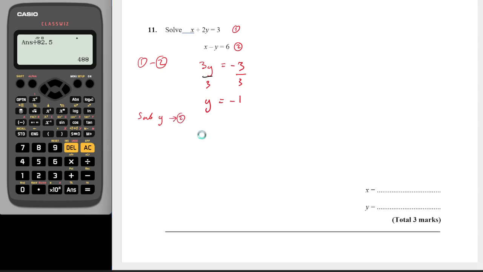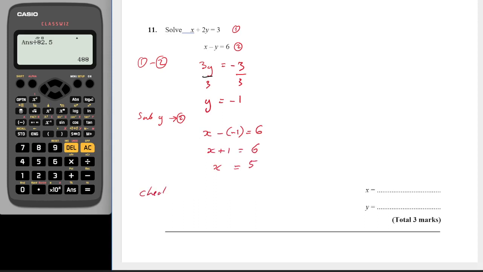So that says that x minus negative 1 is equal to 6. So that means that x plus 1 is equal to 6. So x would be equal to, minus 1 from both sides, 5. So now I've got my values.